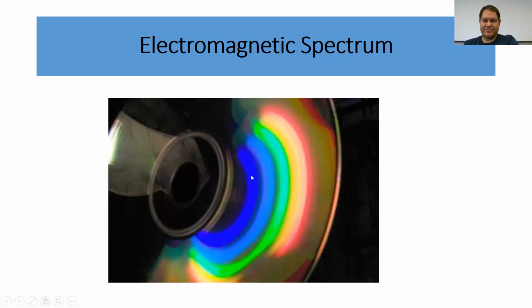Okay, so you can see the rainbow of colors with the CD here or the DVD. You can see those colors, you can see the reds, which have the largest wavelengths, and the smaller wavelengths are the violets, okay?